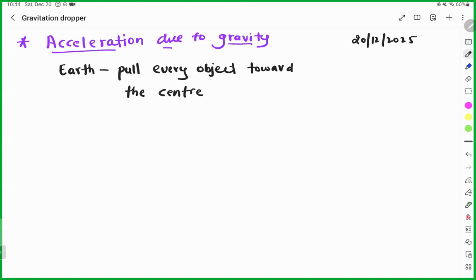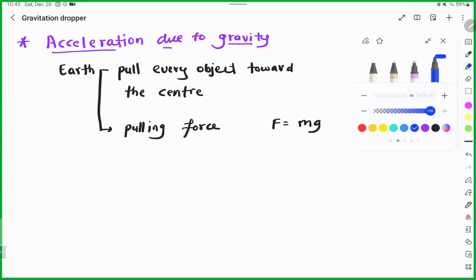Correct. So what is this force? We are saying Earth pulls. Pull means it is exerting an attractive force. Yes. So this pulling force, what will be the amount? If the mass of the body is m, correct? Force is equal to mg.